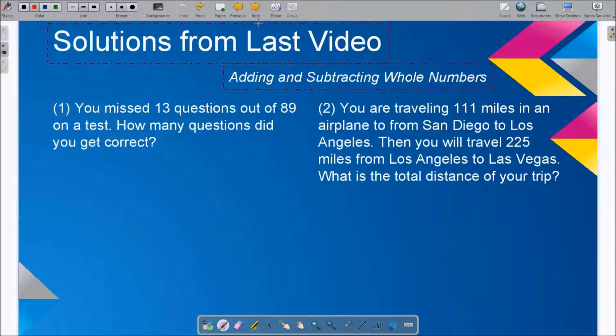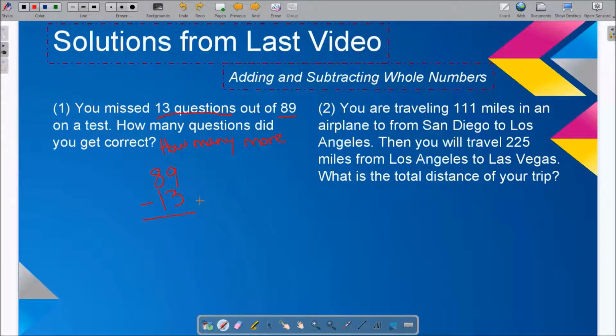To start us off, let's review those word problems I left with you last time about adding and subtracting whole numbers. Number 1, you missed 13 questions out of 89 on a test. How many questions did you get correct? Another way to phrase this question would be, how many more questions did you get right than did you get wrong? So we are looking at subtraction. Going to set up the subtraction problem, 89 minus 13.